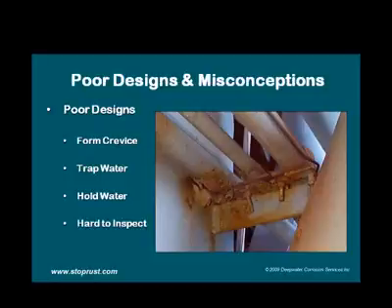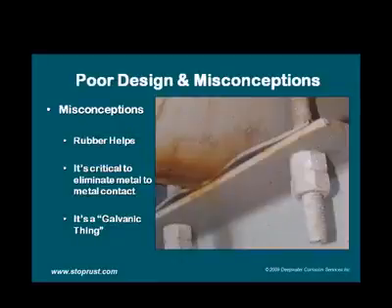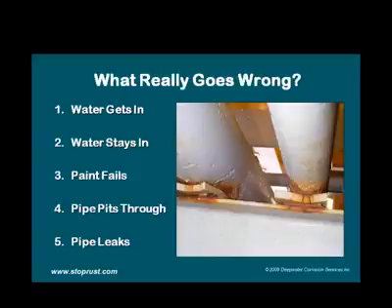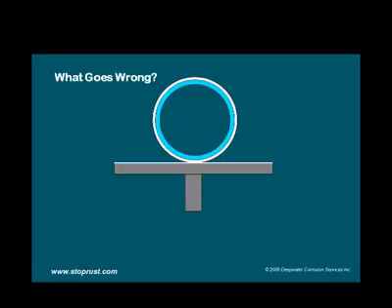Some poor designs are that the pipe supports form crevices. They also trap water at those crevices, they hold the water, and they're very hard to inspect. Some misconceptions are that rubber helps and that it's critical to eliminate metal-to-metal contact, and basically it's a galvanic thing. What really goes wrong is that water gets in, water stays in, the paint or coating fails, then the pipe rusts through and the pipe leaks.